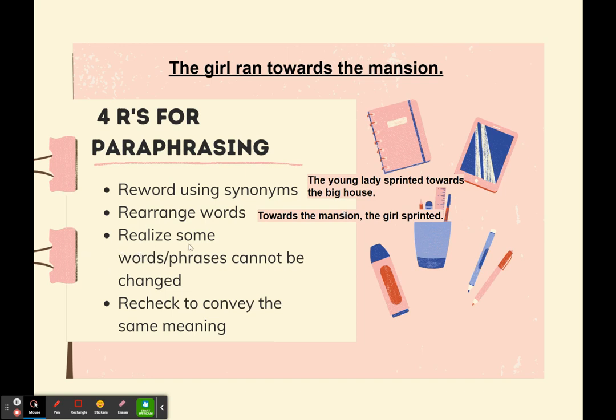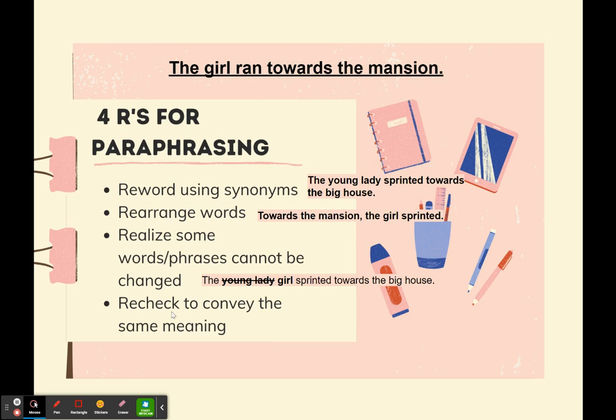Next, you need to realize that some words or phrases cannot be changed. So for example, I probably wouldn't change it to young lady because that sounds like an older teenage girl versus a young girl. And so I just would delete young lady and only use girl. You also wouldn't be able to replace it with like she because that could be an old lady or a 2-year-old. It's too broad. You need to keep some words the same to make sure that you keep the same meaning, which is what the recheck stands for.